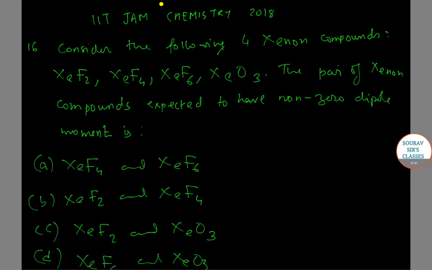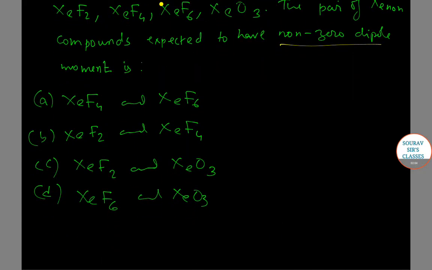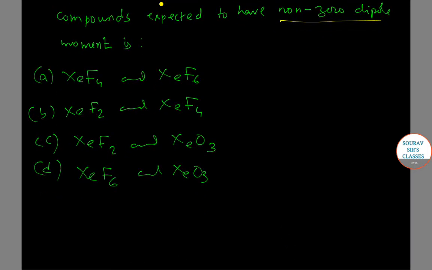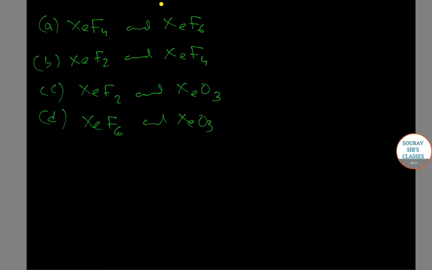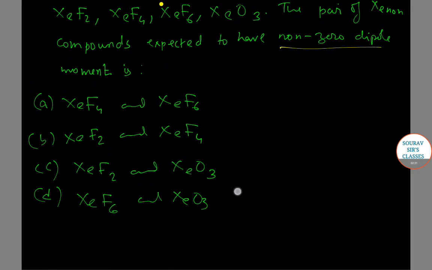Next we have question number 16. Consider the following four xenon compounds XeF2, XeF4, XeF6 and XeO3. The pair of xenon compounds expected to have non-zero dipole moment is, and we have four options given to us. The first says XeF4 and XeF6. The second one says XeF2 and XeF4. The third one says XeF2 and XeO3, and the option number D says XeF6 and XeO3. So we have to choose the correct option among these four which have non-zero dipole moment.